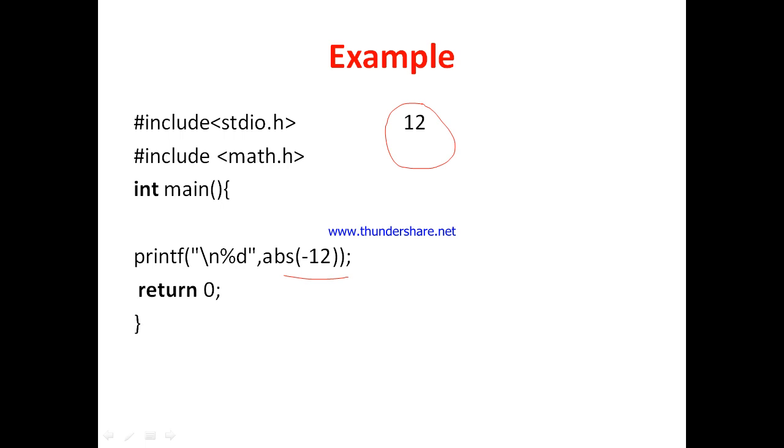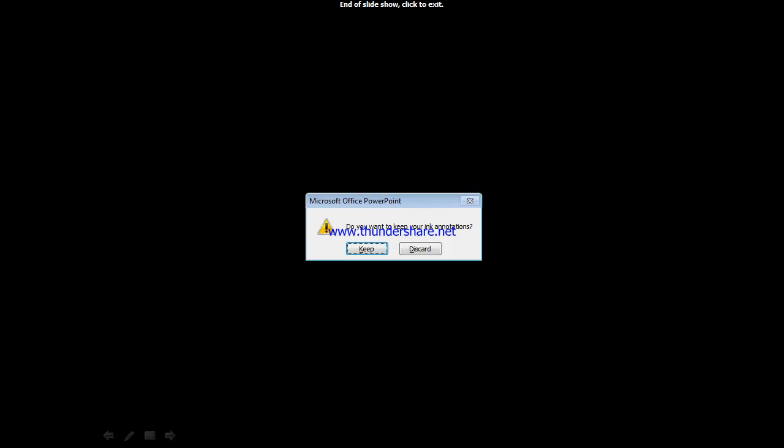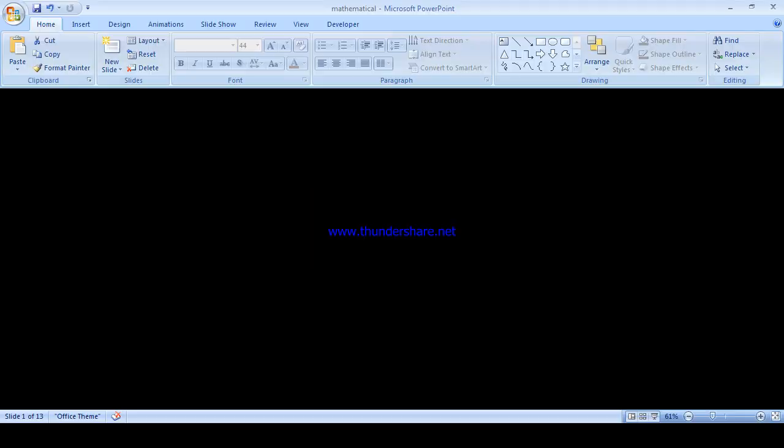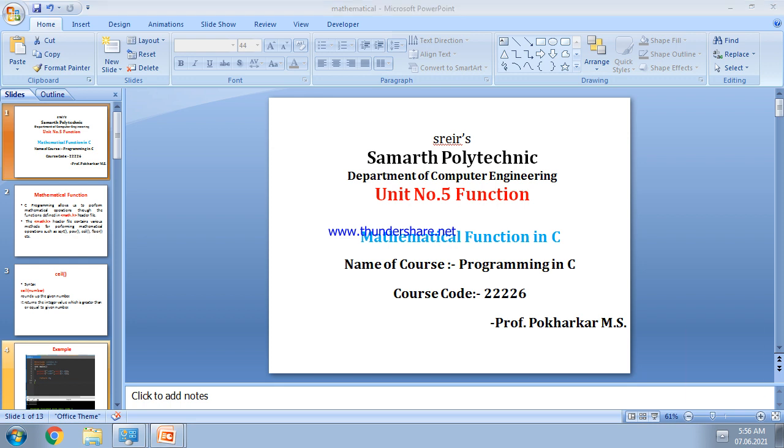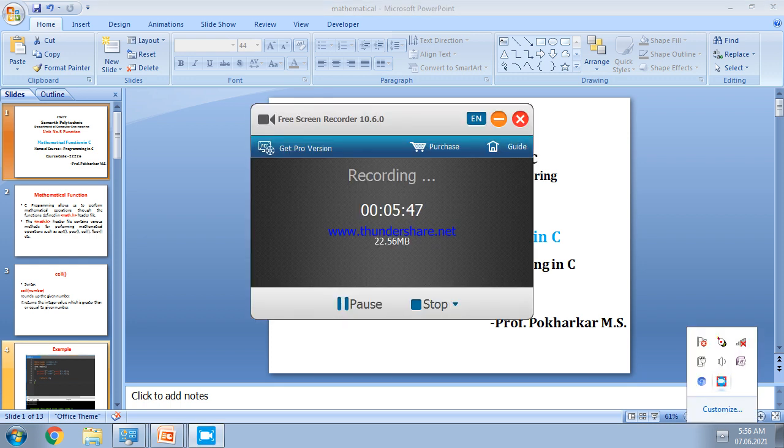You can run all the programs on the GDB compiler, but you cannot run this abs program there. The remaining programs you can run on the screen. So all these things we have seen from the mathematical functions in C. I hope that you understand it. Still, if you have any doubt, you can ask.